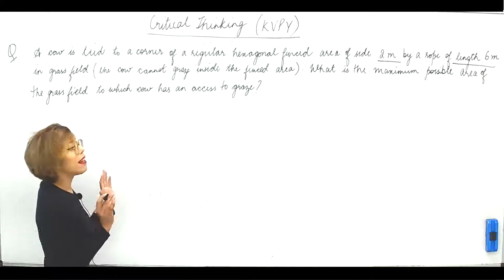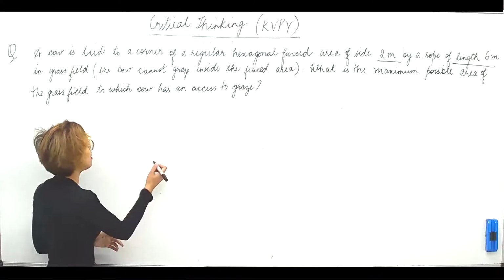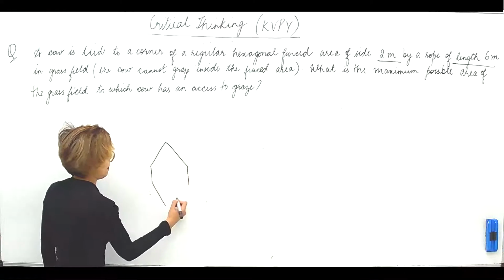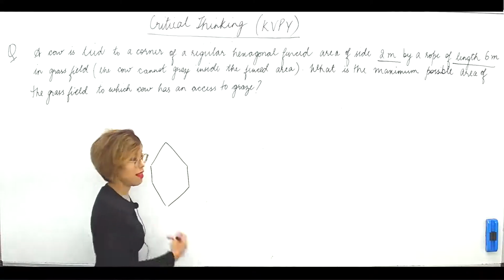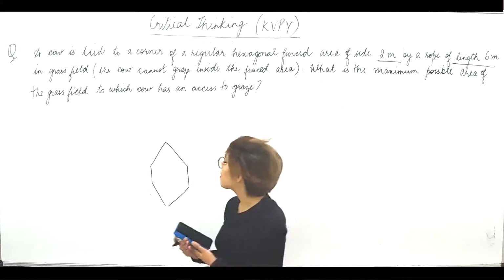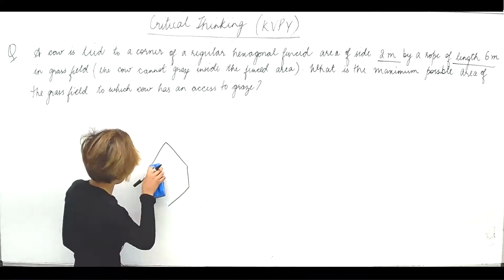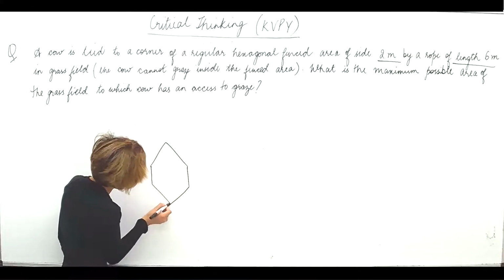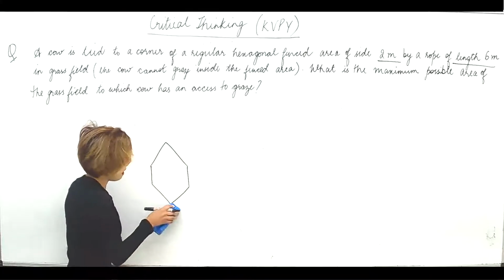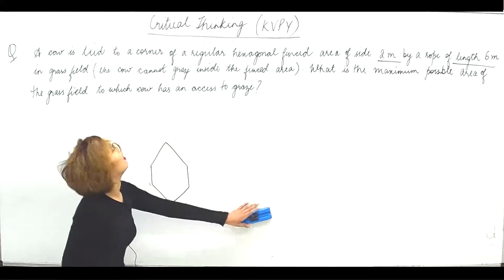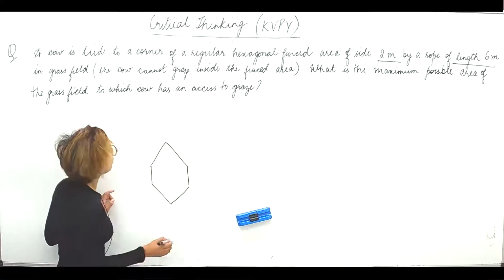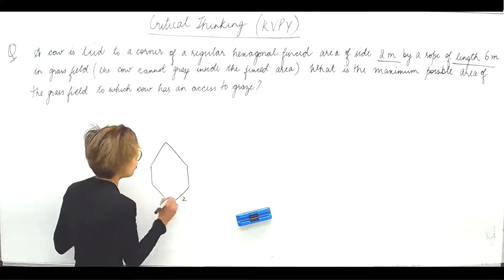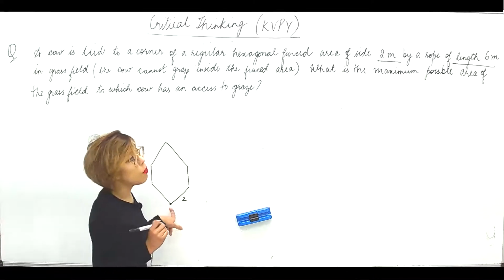Okay, so let me make a regular hexagon first, which will be a task, but okay, fine. That is my regular hexagon. Almost, yeah. Not bad. Good. Okay. So a cow is tied to one of the corners. So suppose the cow is tied here. This is my regular hexagon and I know that the side is 2. Now the cow is tied with a rope of length 6 meters.